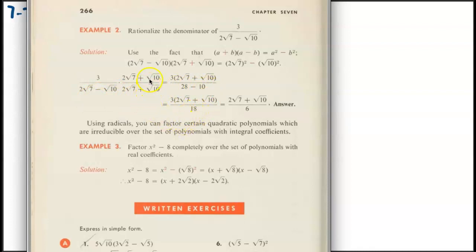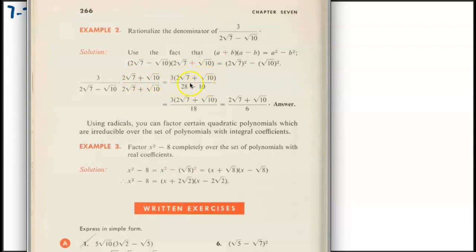Well, we need to multiply the upstairs by that, right? So we just write it as this multiplication. Notice the 2 square root 7 plus square root 10 is put in parentheses because the 3 needs to be multiplied by that entire number, 2 square root 7 plus square root 10. It's not just 3 times the 2 square root 7, it's 3 times the entire number that's represented by 2 square root 7 plus square root 10.